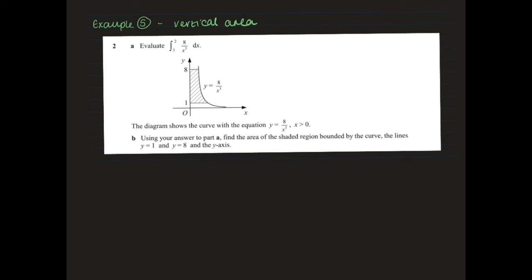Okay, so in this example, you can see that we've got a sort of vertical area. It's to the left of my curve. So the first thing the question asks me to do is to evaluate this definite integral. So I'm going to do it by hand this time. So I know that this is equal to the integral between 2 and 1 of 8x to the minus 3. So what I need to do is increase the power by 1, divide by the new power.